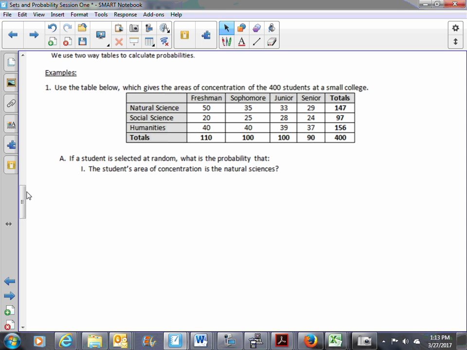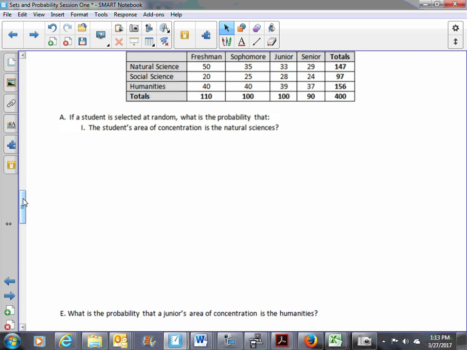Now, if a student is selected at random, what is the probability the student's area of concentration is the natural sciences? There are 147 students whose concentration is the natural sciences. And if we're selecting a student at random, there are 400 students. So the answer would be 147 over 400.